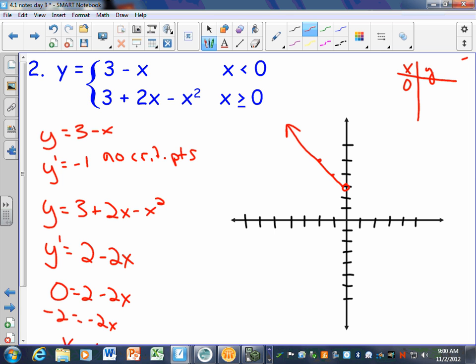And if I plug 0 in there, I'm going to get 3, yes? And this one is included, so look how nicely they meet up there. If I put 1 in there, I'm going to get 3 plus 2, which is 5, minus 1, which is 4. Do you agree with that?